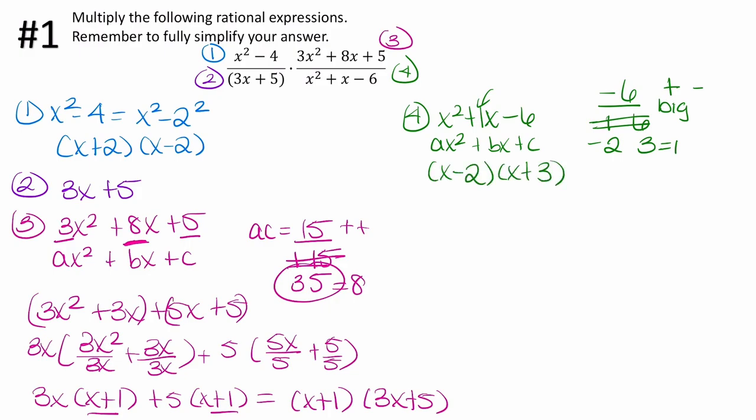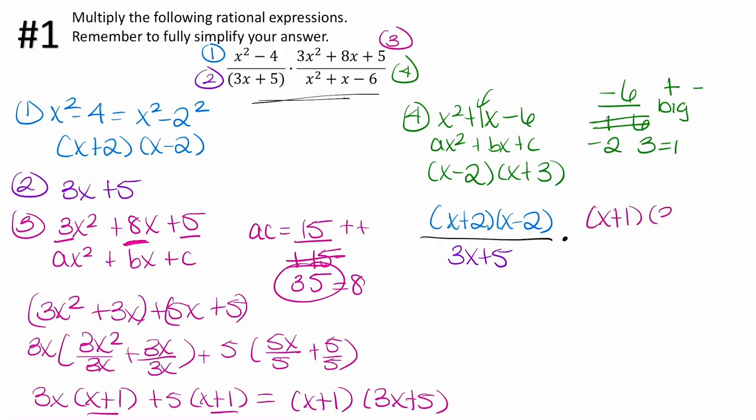Now let's go ahead and rewrite this original problem with all the factored forms plugged in. Okay, so we're going to have x plus 2 times x minus 2, and that's going to be over 3x plus 5, because that one doesn't change. And we're going to multiply that by what we have over here. We have x plus 1 times 3x plus 5. And in the final denominator, we have our x minus 2 times x plus 3.